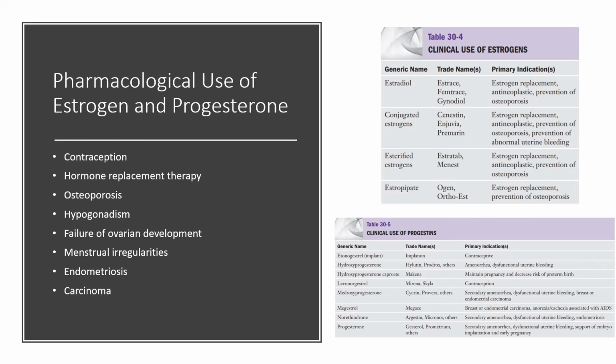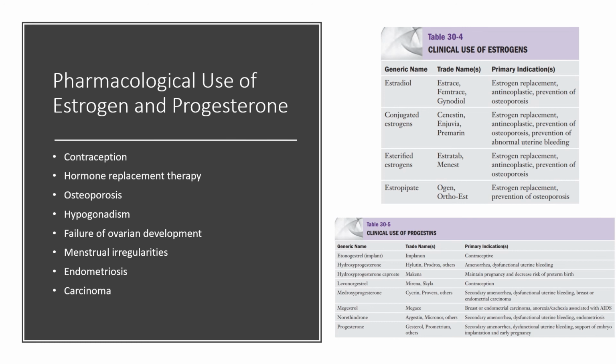So there are many different pharmacological uses of estrogen and progesterone. It's the main form of contraception. It's used in hormone replacement therapy, especially in postmenopausal females. It's used to treat osteoporosis, hypogonadism, which is abnormally low ovarian function. Occasionally the ovaries will fail to develop in some females because of conditions such as hypopituitarism. And estrogen given at the time of puberty may encourage the development of secondary sexual characteristics.